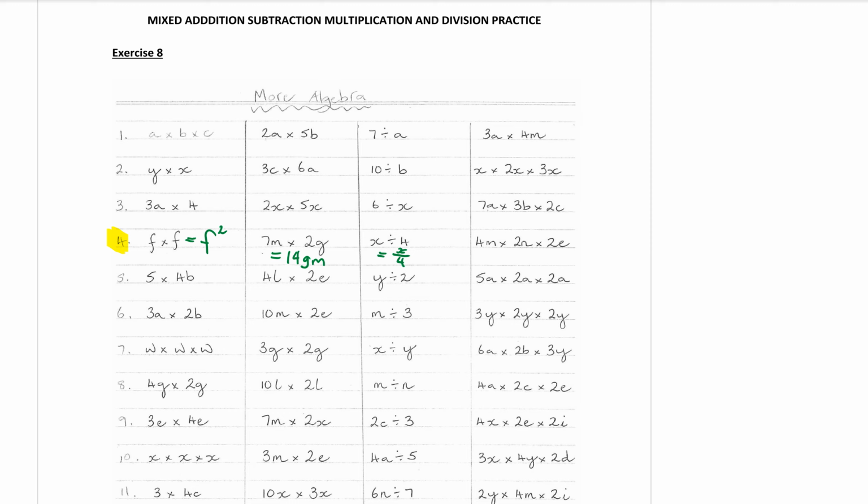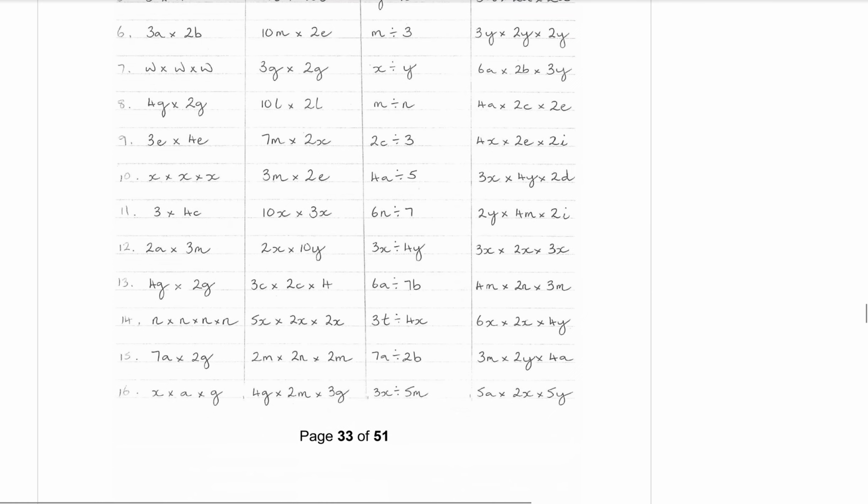And the last one in the row, we just have 3 things multiplied together: 4m times 2n times 2e. So first of all, multiply all the numbers. 4 times 2 is 8, times another 2 is 16. And collect up all of the letters. So e and then m, n in alphabetical order. Okay, so there's lots more multiplication and division that you can do in there.